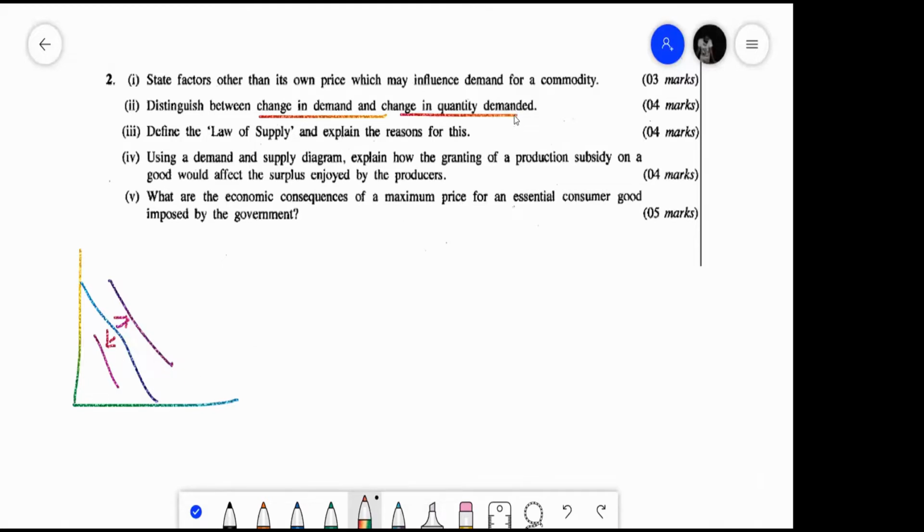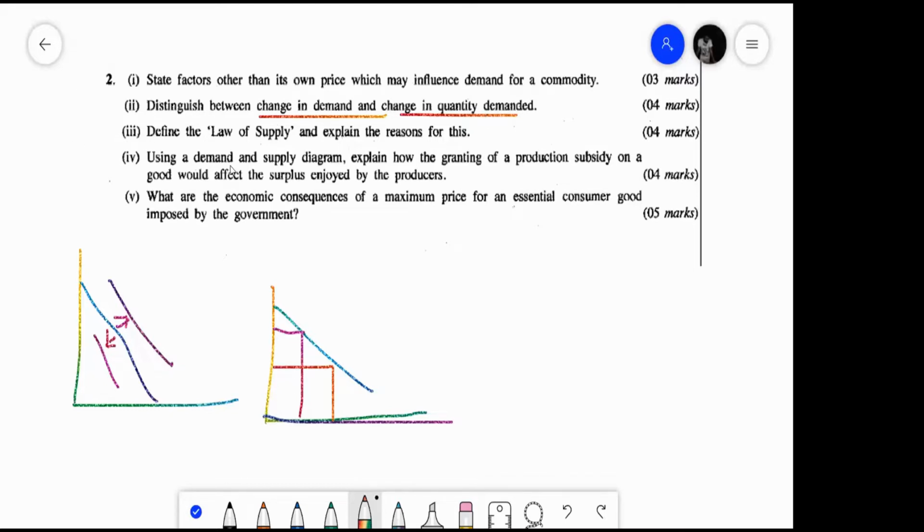Then what is a change in quantity demand? A change in quantity demand is where, while other factors are held constant, the price of the good is changing, right? The price of the good is changing. So you're moving along the curve. It's a point movement. I think we've discussed this before. It's an easy question for 4 marks.